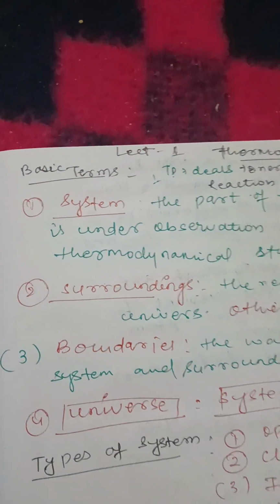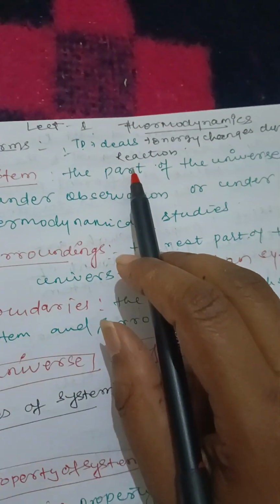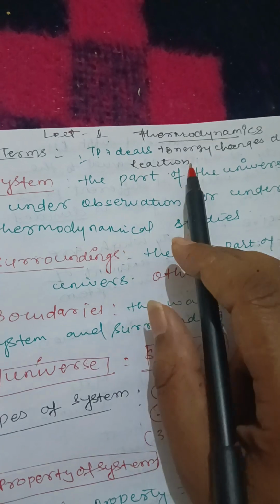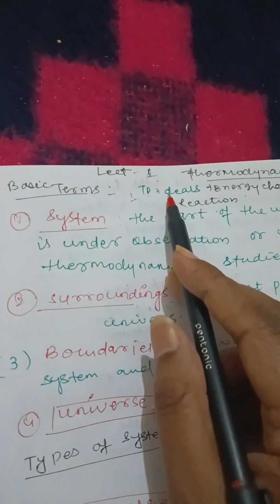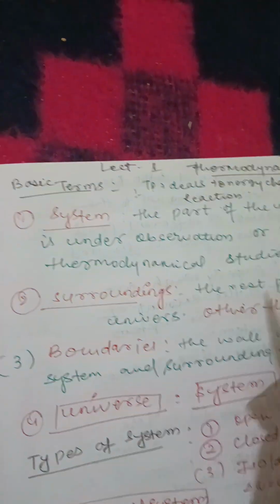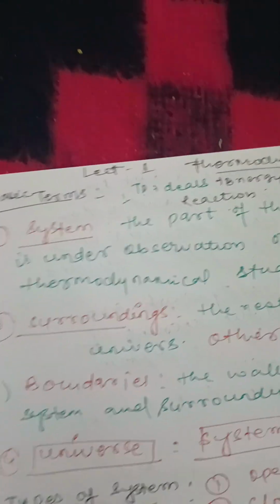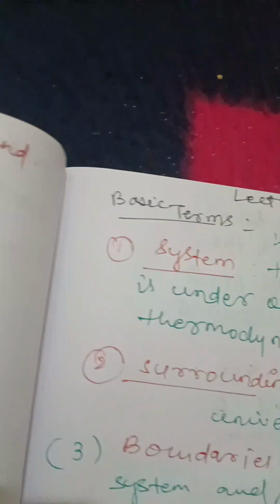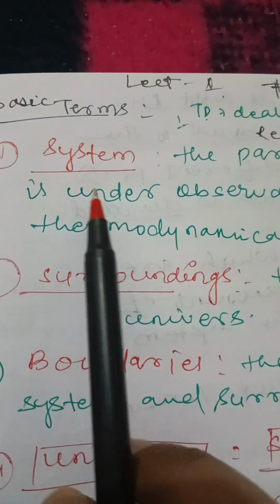Thermodynamics, a branch of chemistry, tells about energy changes during the physical or chemical reaction. Okay, it means the study of the motion of heat, the study of the movement of heat during the reaction, meaning energy change during the reaction. Now I will discuss some terms regarding thermodynamics.